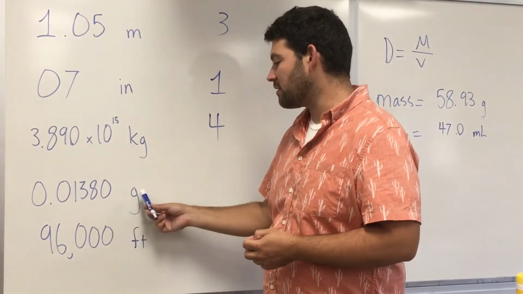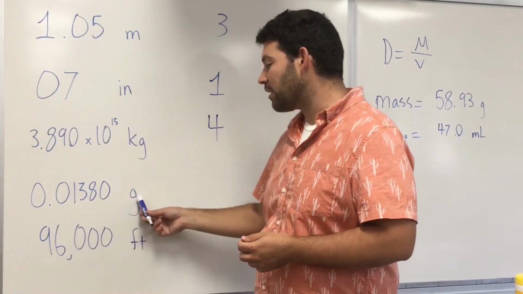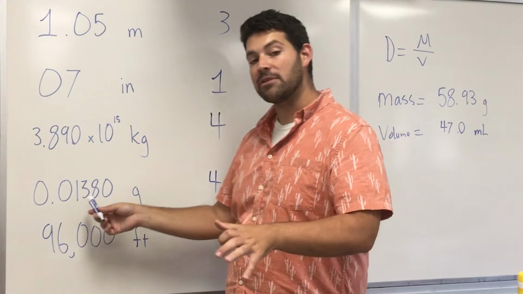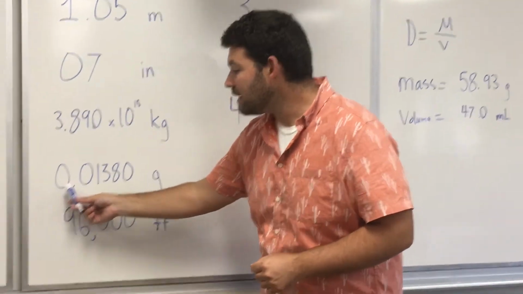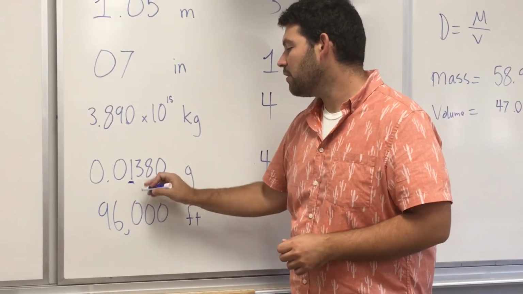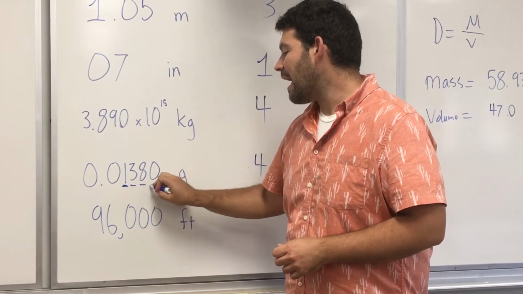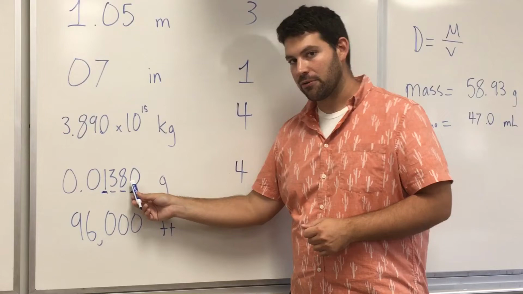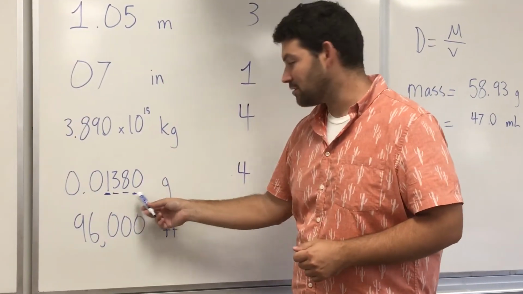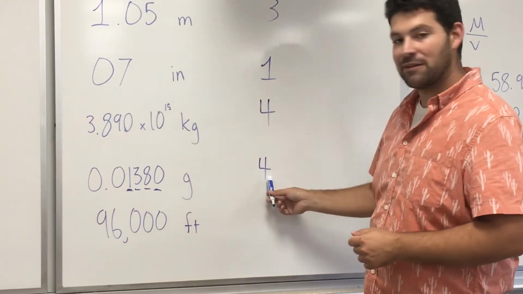In 0.01380 grams, this measurement has 4 significant figures. Now there's a couple things going on. There are leading zeros. They don't matter. We start counting at the 1. We have the 1, the 3, the 8, and we have a trailing zero with a decimal point, which means this was measured. So this gives us 4 significant figures.